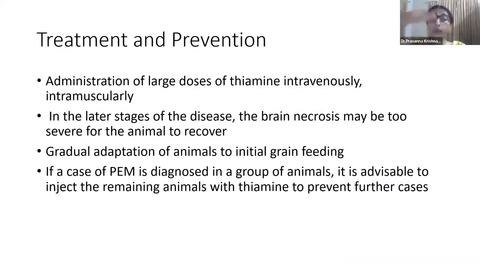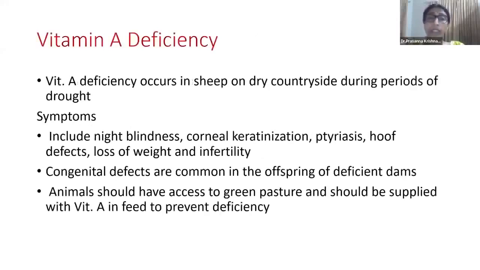When we give a new, initial grain feeding, we have to give time. Gradual adaptation should be adopted. And if a case of PEM is diagnosed, if one animal is affected in a group of animals, then we should take care to inject all the remaining animals with thiamine to prevent further loss. So we need to look for the clinical symptoms, and if you can pinpoint one animal with these symptoms, better go and treat the other remaining animals with this injection.